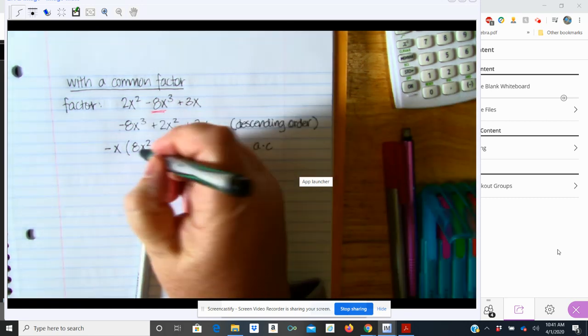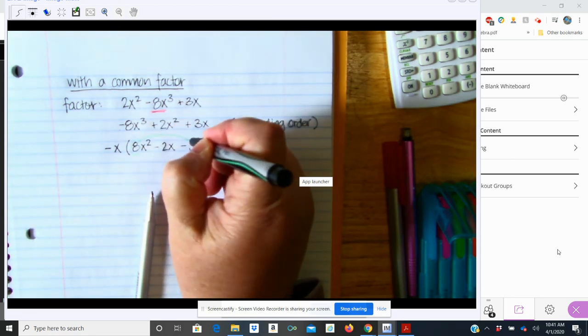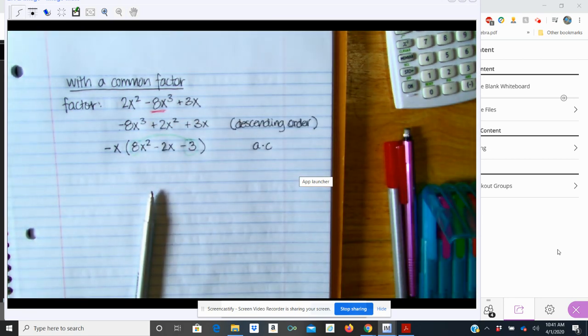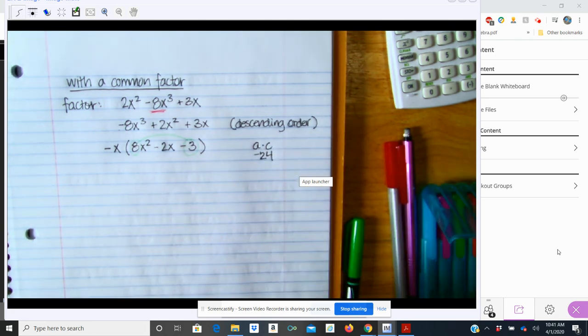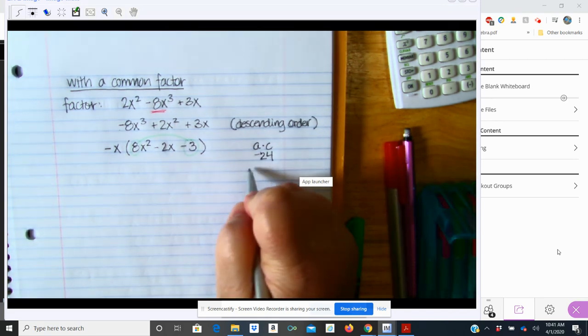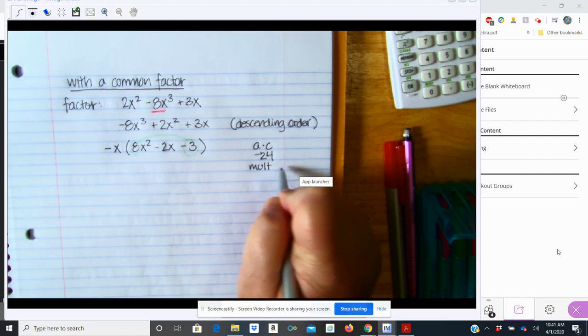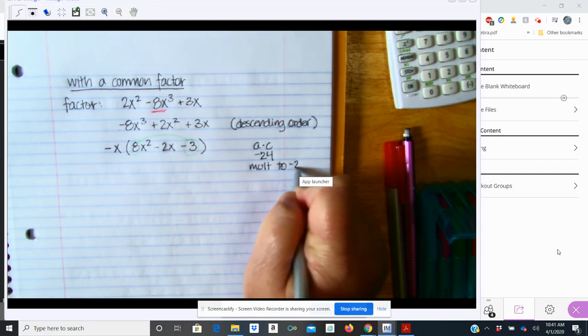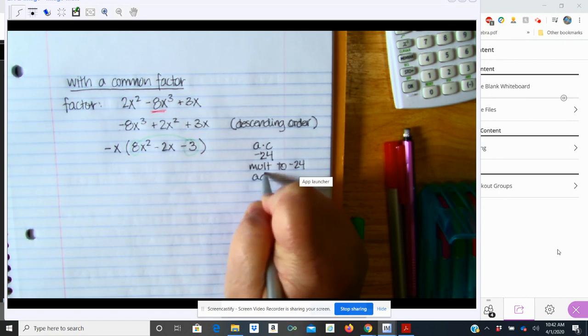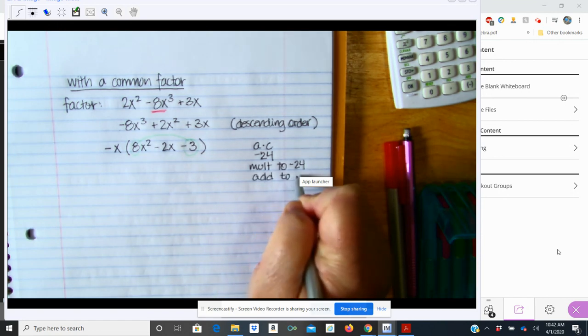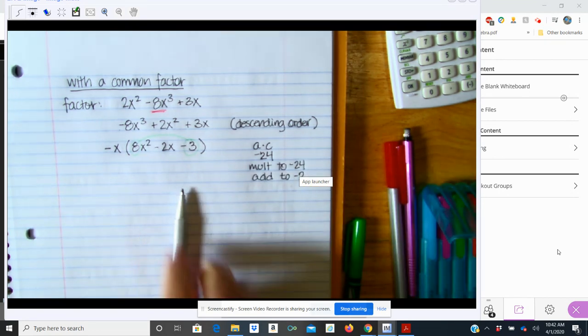Now when you do a times c, you're going to do 8 times the negative 3 to get a negative 24. So what two numbers will multiply to a negative 24, but add to a negative 2?